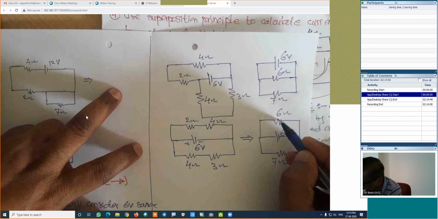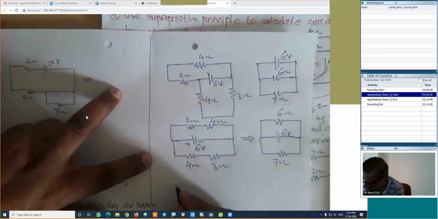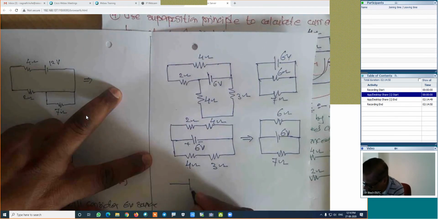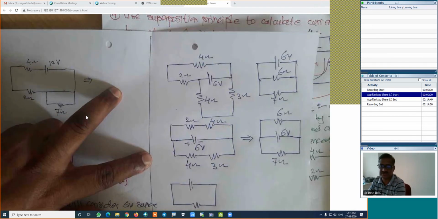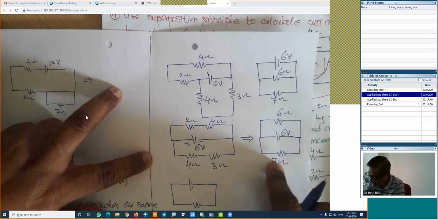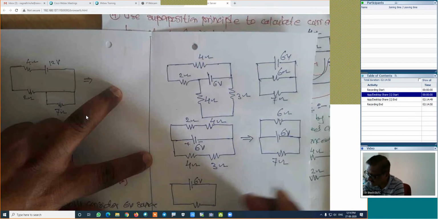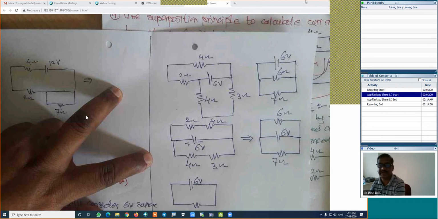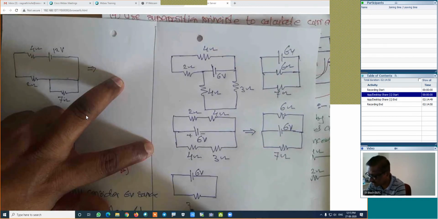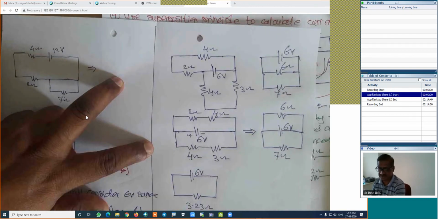Means these two are the parallel branches. Means this next figure will be something like this. 2 parallel branches. 6 is parallel with the 7. This is 6 volt as it is. How much is the parallel combination? Yes. 3.23. Is it right? Now look at how much is the current from the battery.